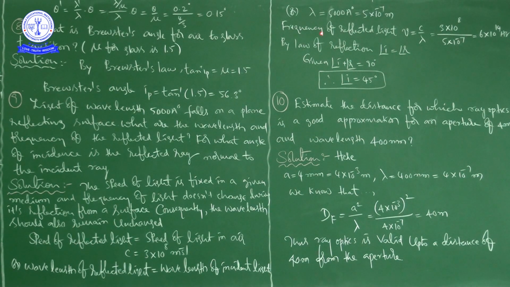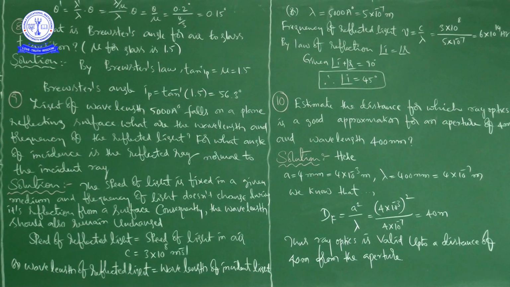Next, lambda is equal to 5000 angstrom unit. That is the value they have given. See, light of wavelength 5000 angstrom unit falls on a plane reflecting surface. So what does it mean? Here, it is the wavelength of incident light. So lambda is equal to 5000 angstrom unit, that is equal to 5 into 10 to the power of minus 7 meters. So he is converting angstrom unit into meters. That's why here we are getting 5 into 10 to the power of minus 7 meters.